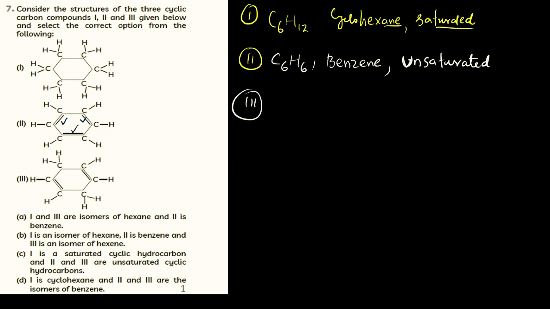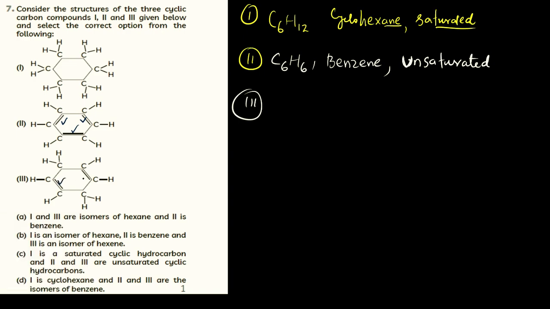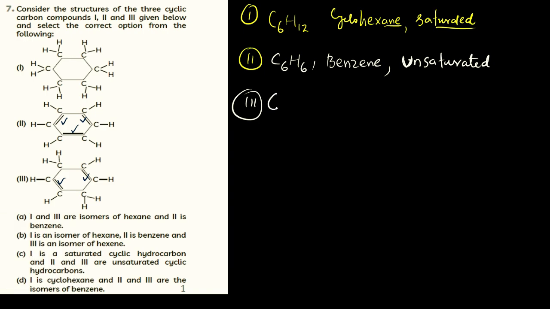Third, third is hexene, because it is having two double bonds in it. It's having two double bonds, one here, one here. So it is C6, but how many hydrogens? 2, 2, 4, 8. C6H8. It's cyclohexene. It's having two double bonds. It's unsaturated.